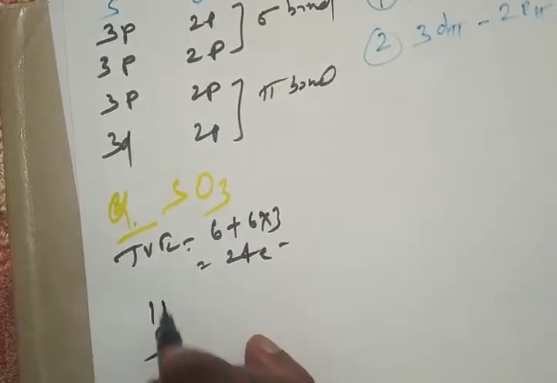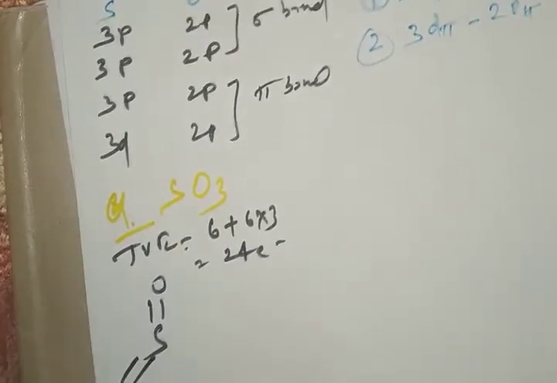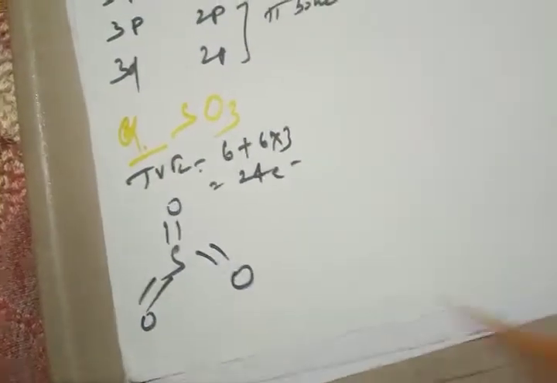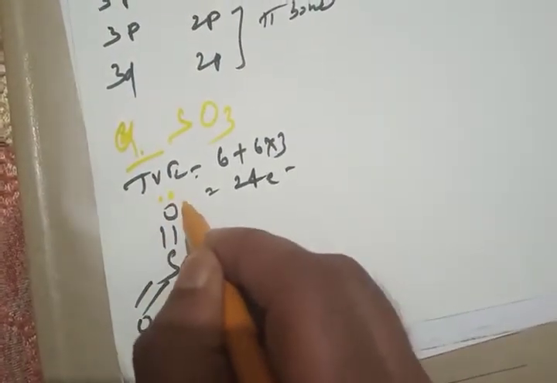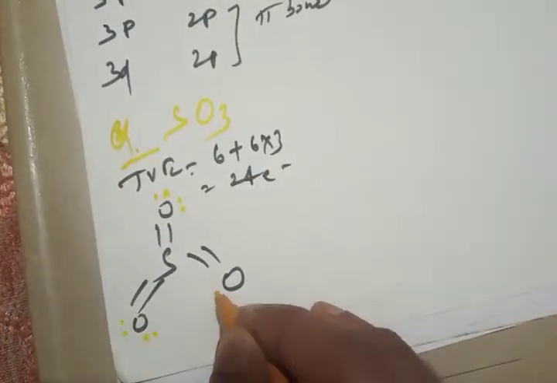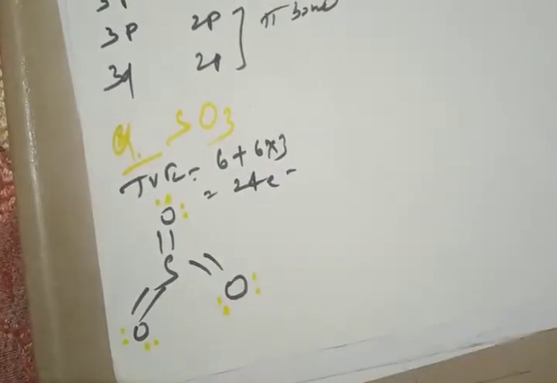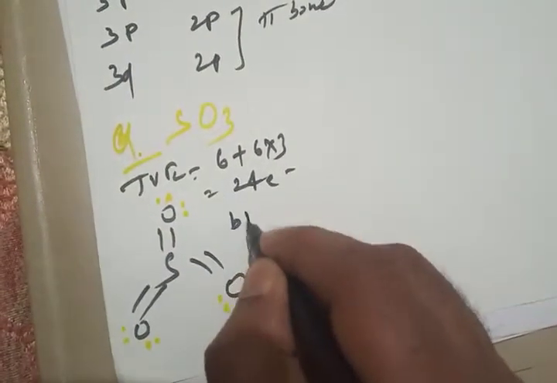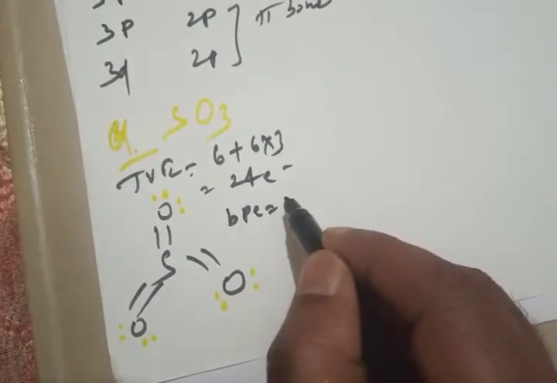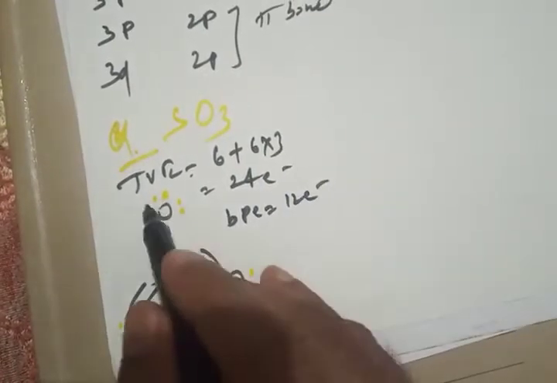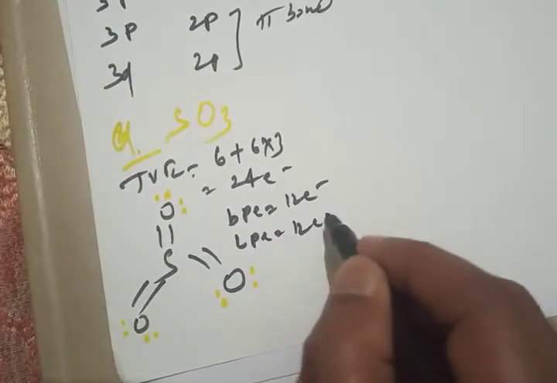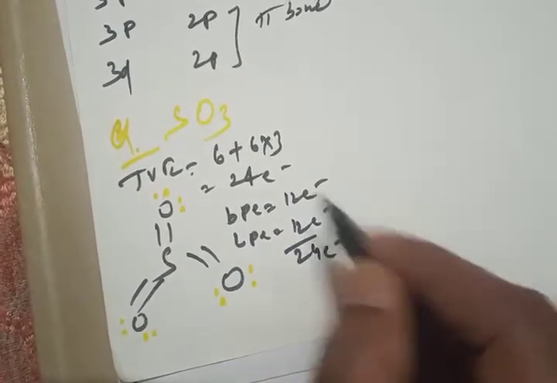Structure, okay, and here is the lone pair, here is the lone pair, here is the lone pair. So bond pair electron: 1 2 3 4 5 6, bond pair is 6, that means 12 electrons, and lone pair 4, 4, 4, that means 12. So lone pair electron is 12, that means total is 24 electrons, which is correct.